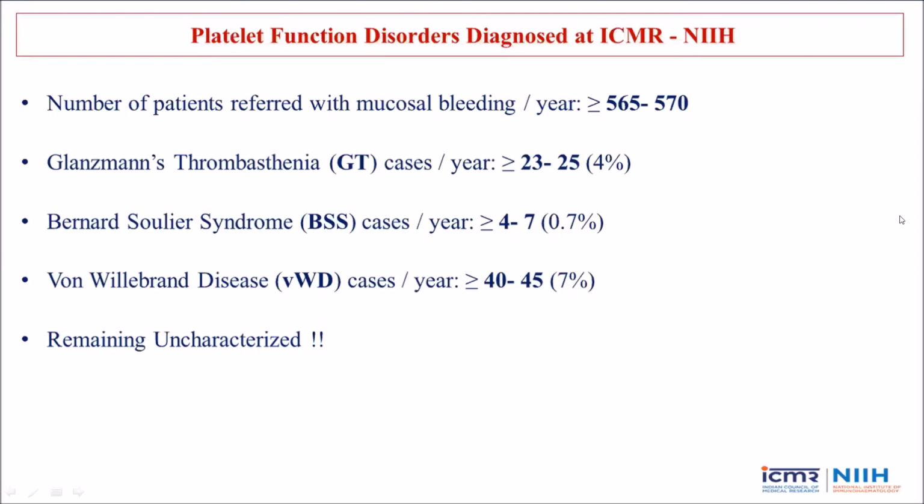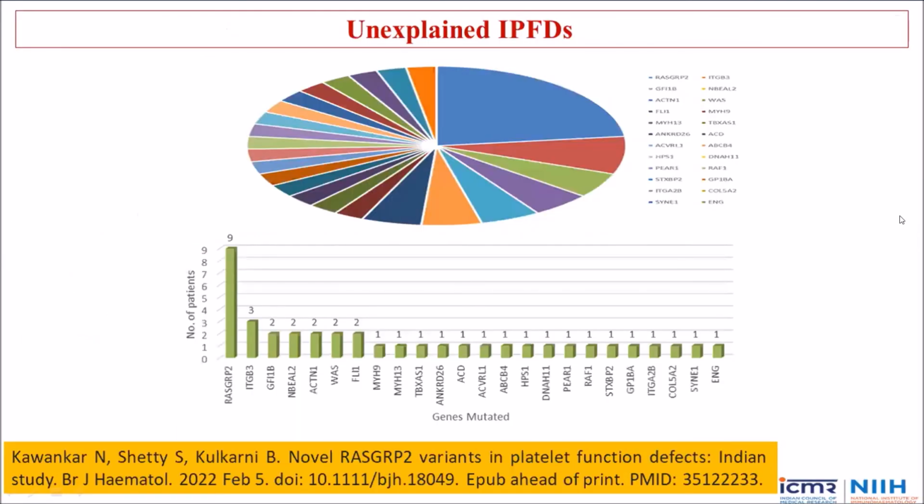So recently we did a study which is now almost to completion, where we analyzed all these unclassified platelet function disorders. And to our surprise, we found that about 30% of these patients had a mutation in a gene called RASGRP2, which causes defective platelet secretion and activation.